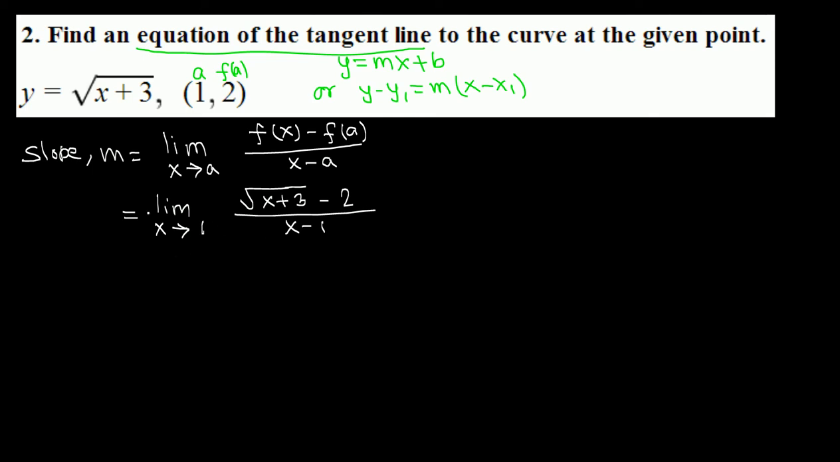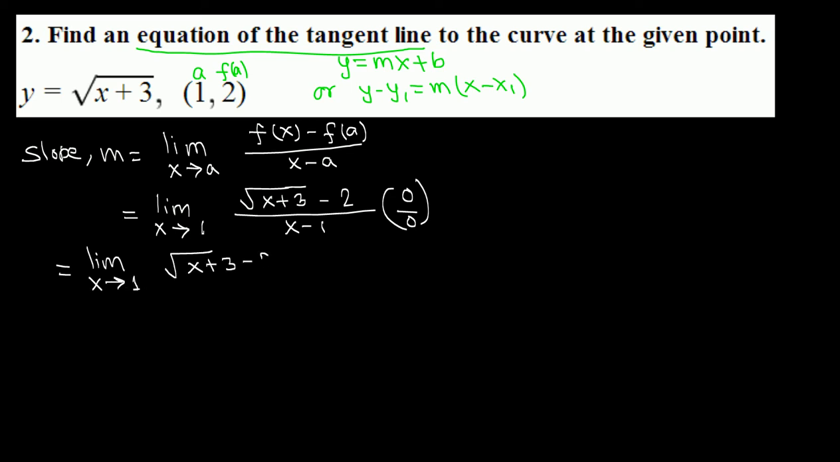Now this is a question that we've seen in section 2.3. All we have to do is find this limit when x goes to 1. If we simply plug in x equals 1, 1 plus 3 is 4, the square root of 4 is 2, minus 2, we're going to get 0 over 0. So we need to simplify this fraction before we plug in x equals 1.